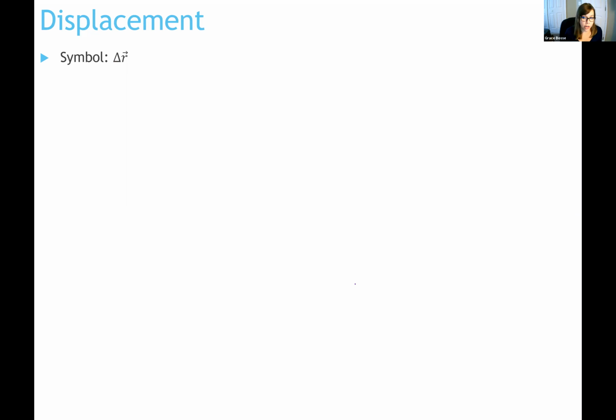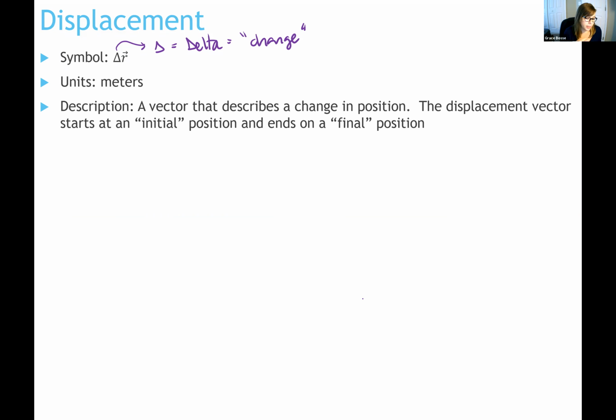Displacement describes a change in position. When you see the symbol delta, that triangle, the triangle is the Greek letter delta, and it literally means a change. So if you see delta R, that means a change in R or a change in position. We give it the name displacement. So displacement is a change in position. It will also have units of meters or whatever units are of your position vectors.